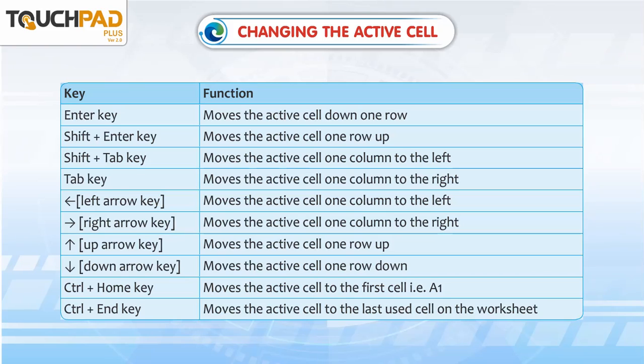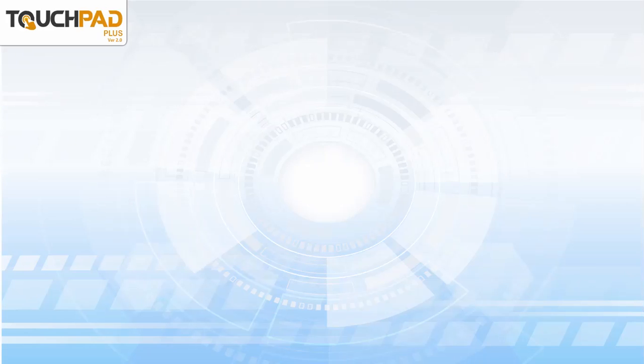Left arrow key moves the active cell one column to the left. Right arrow key moves the active cell one column to the right. Up arrow key moves the active cell one row up. Down arrow key moves the active cell one row down. Control plus Home key moves the active cell to the first cell, that is A1. Control plus End key moves the active cell to the last used cell on the worksheet.